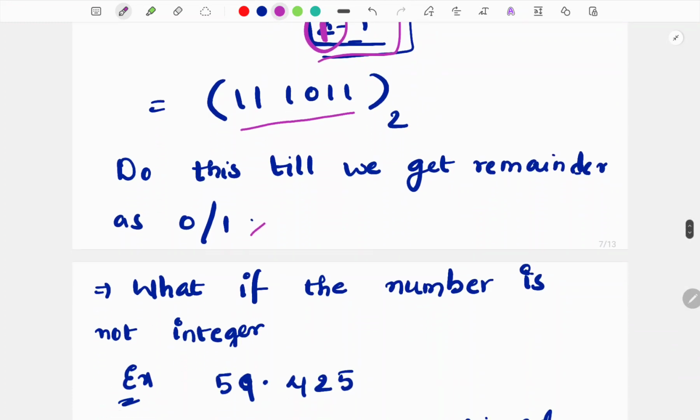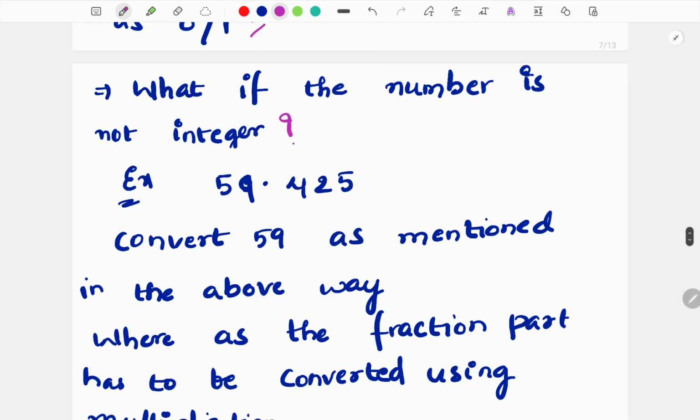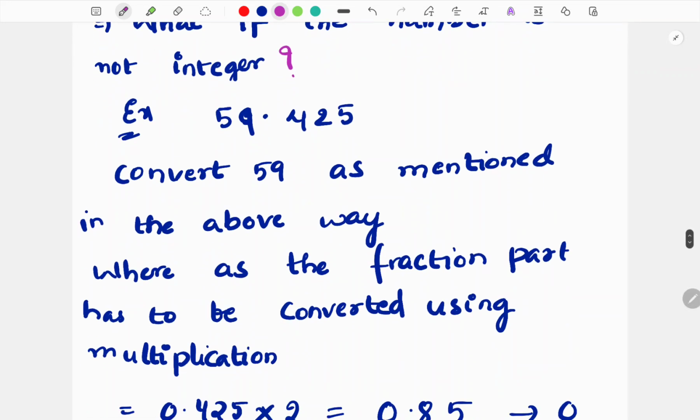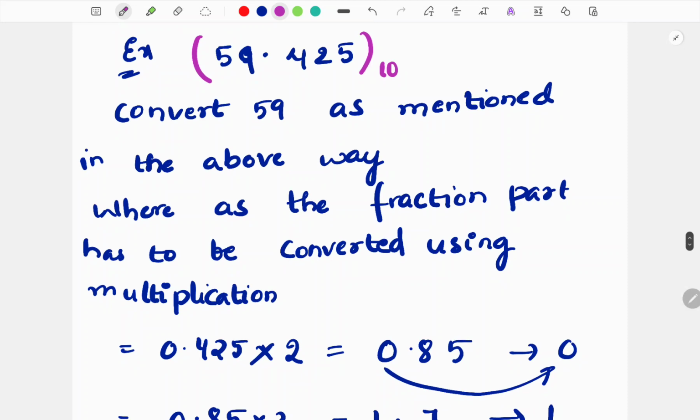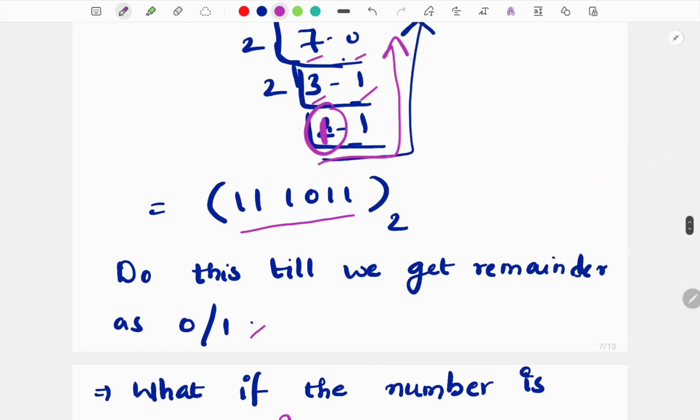So again we may get a doubt: what if the number is not an integer? For example, I have given 59.425, which is a decimal number. For the integer part, we need to do it the same way: do the division and gather the remainder bits from bottom to up.